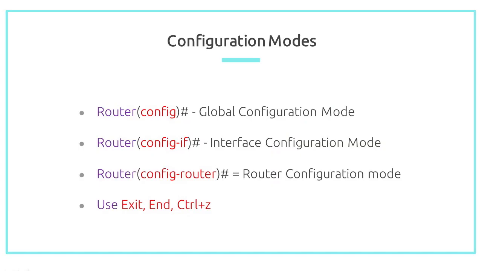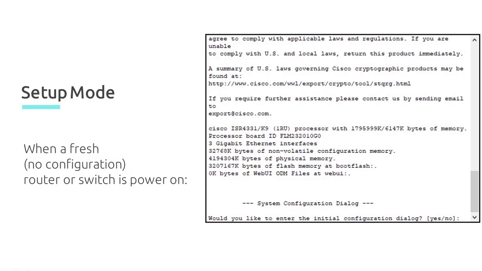Configuration modes: global configuration mode, interface configuration mode, router configuration mode. When you want to move from this stage to the backward stage, use the exit command. To enter privilege mode, use the end command. Also, by using the Ctrl and Z keys you can enter the privilege mode.